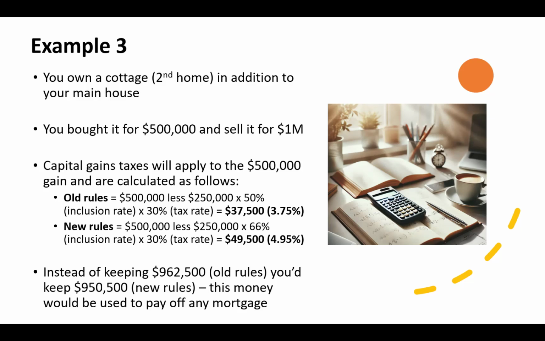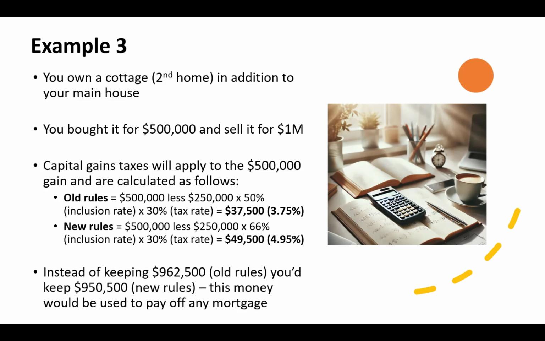Here's a third example, and this one is one where capital gains do apply. So let's say you own a cottage, it's your second home in addition to your main home, but this time you bought it for 500,000 and you sell it for $1 million. So capital gains taxes will apply to the 500,000 gain that you've made on the sale. So 1 million minus 500,000, you made 500,000 profits on that. Under the old rules, you would pay 37,500 in capital gains tax, which works out to be about 3.75% of the sale price. Under the new rules, you'll pay 49,500, which works out to be about 4.95% of the sale price.